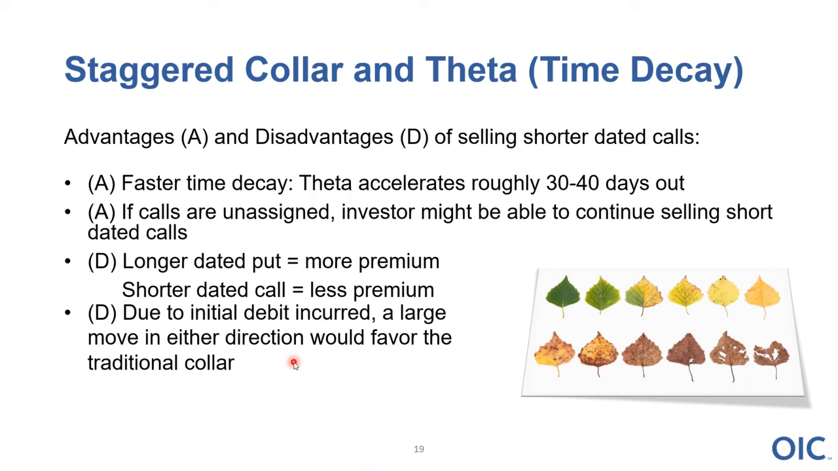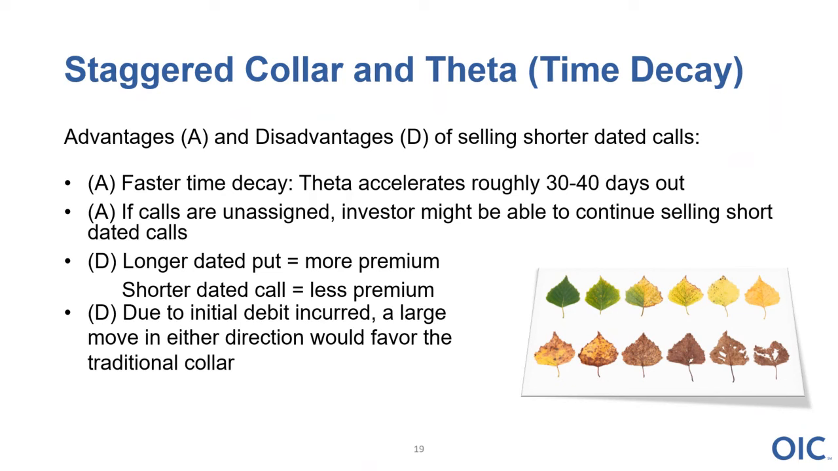Similarly to the upside, if the stock, say, went all the way to $200 a share, the put option goes to zero. We paid a lot for that put option. It goes to zero. The call option's deep in the money. We're going to get assigned. The position's going to get taken out. And again, we paid a lot for this staggered version versus the traditional collar. And it would underperform. Always have to consider the advantage and the disadvantage of doing these different variations.